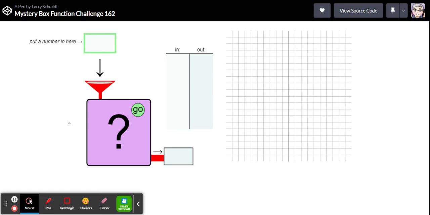In the purple box, there is some mystery math, and your challenge is to figure out what that is. Use the link in the description, try out as many numbers as you like, and when you think you've got an idea, come on back and see if we get the same thing.